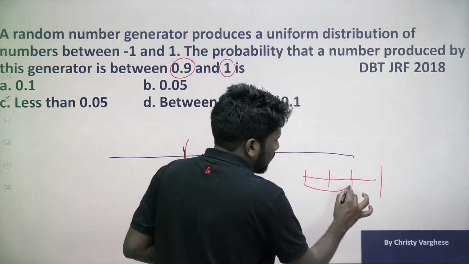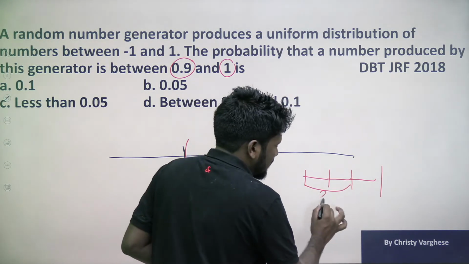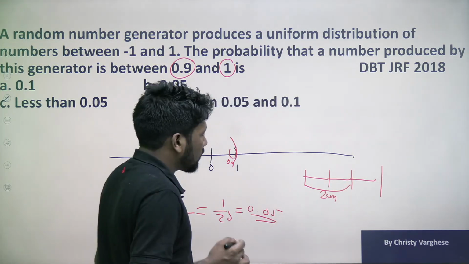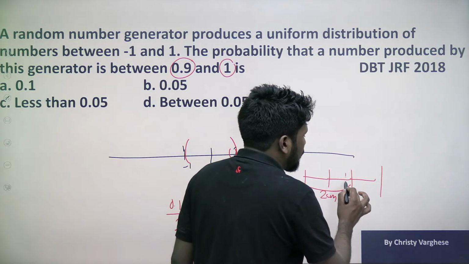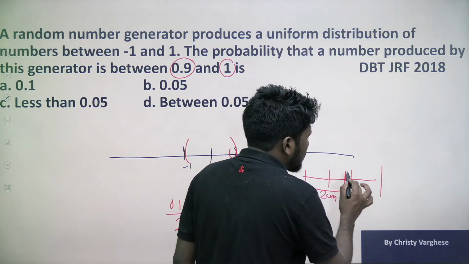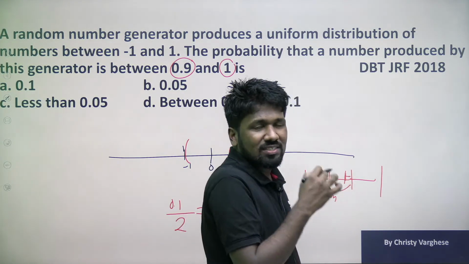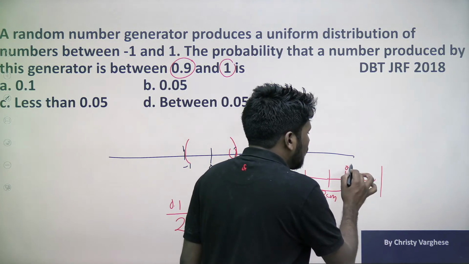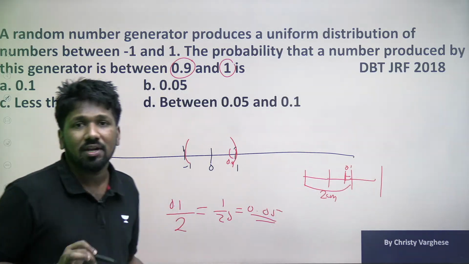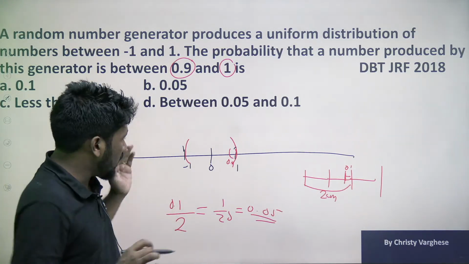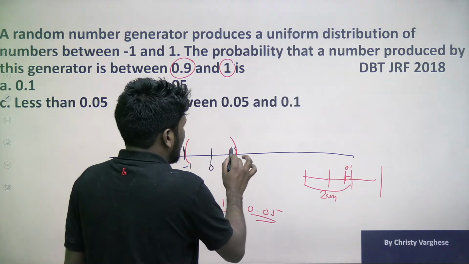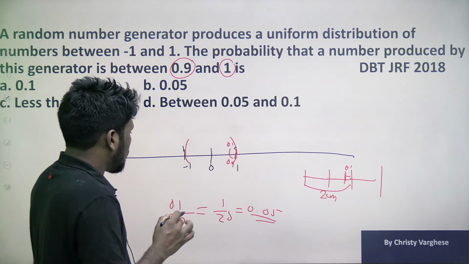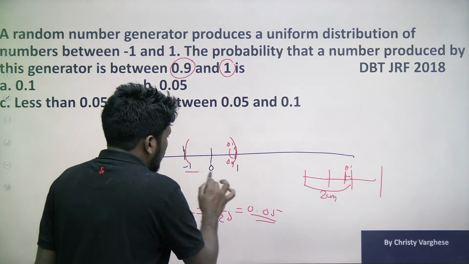So 0 to 2, how much distance is there? 2 centimeters distance. So, for example, 1.9 to 2 means it is 19 millimeters to 20 millimeters. That is just 1 millimeter. 1 millimeter is 0.1 centimeter. So 0.9 to 1 is just 1 millimeter or 0.1 units. 0.1 units compared to the total 2 units.